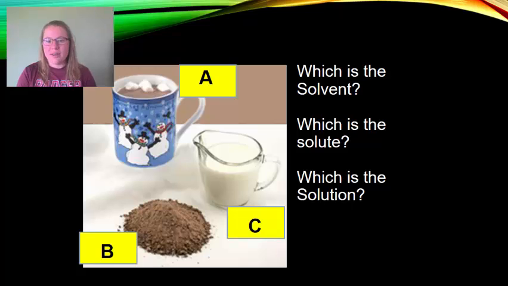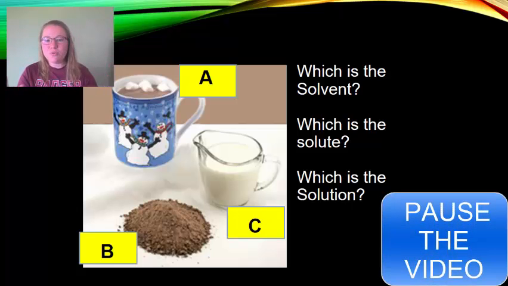Now it's time for you to try. Looking at this example of hot cocoa with warm milk and cocoa powder, which one of these pieces is the solvent, the solute, and the solution? Go ahead, pause the video real quick, see if you can identify each of the pieces.